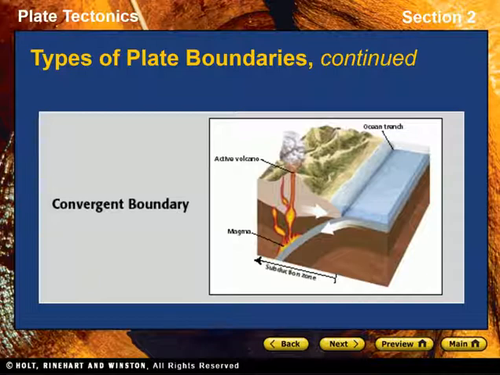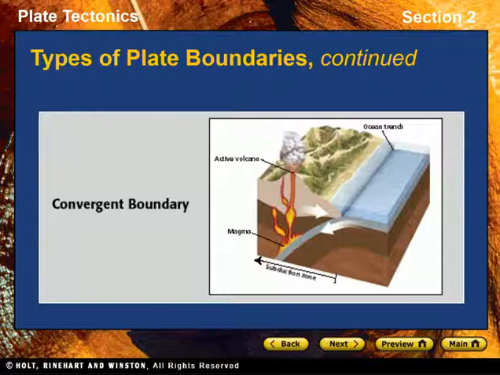Convergent boundaries. As plates pull apart at one boundary, they push into neighboring plates at other boundaries. Convergent boundaries are boundaries that form where 2 plates collide. 3 types of collisions can happen at convergent boundaries. One type happens when oceanic lithosphere collides with continental lithosphere, as is shown on the screen here. Because oceanic lithosphere is denser, it subducts or sinks under the less dense continental lithosphere.